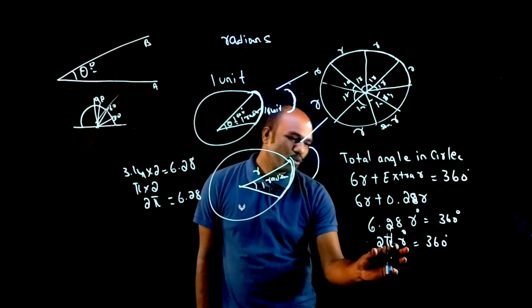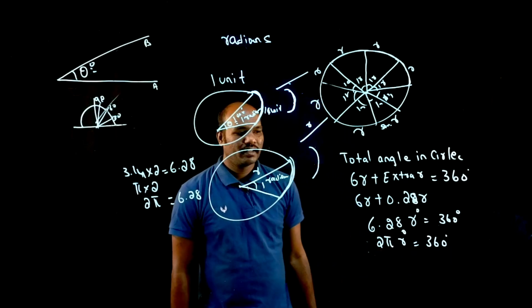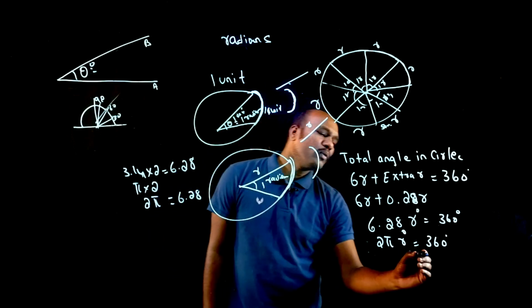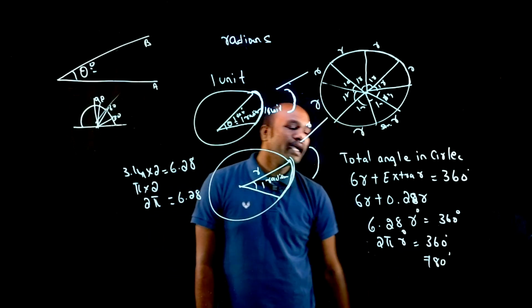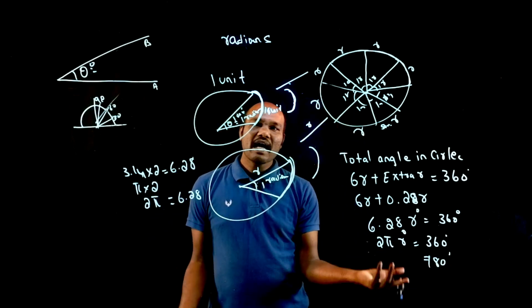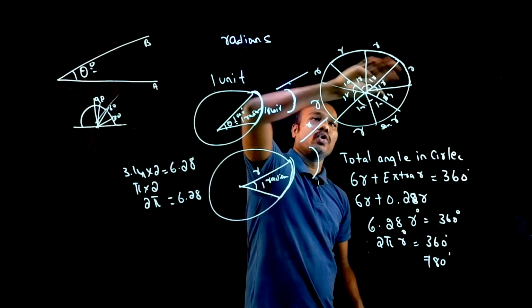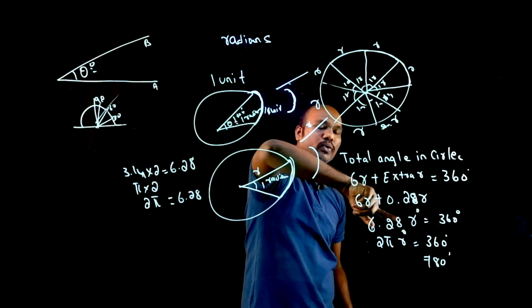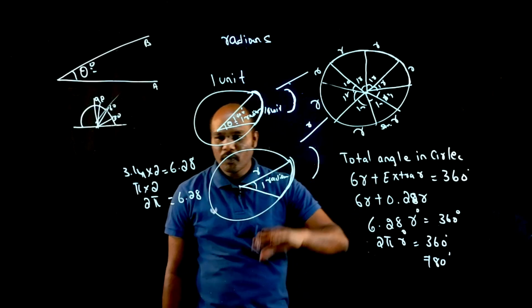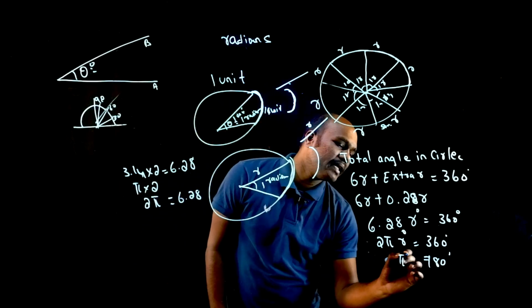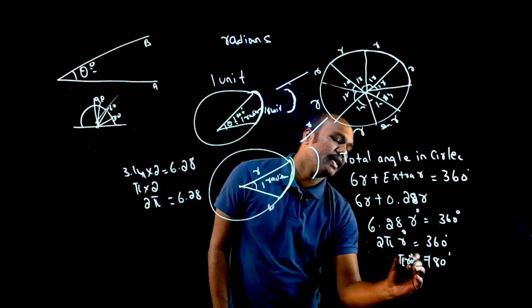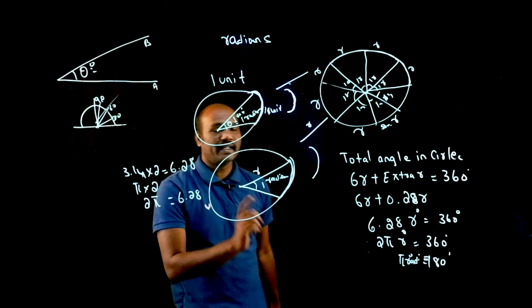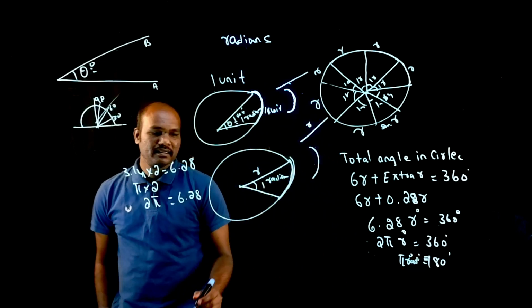2 pi radians is how much? 360 degrees. Now, how much will be 180 degrees in radians? Half of 2 pi, because half of the total, 6.28 radians, is 3.14 radians. That is pi radians. So 180 degrees means pi radians.